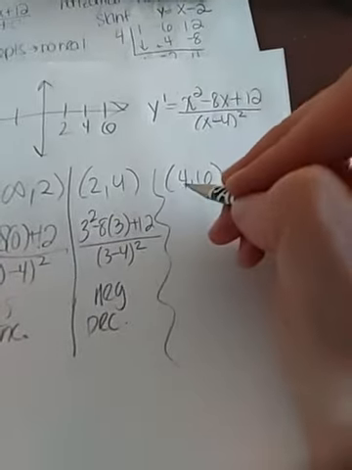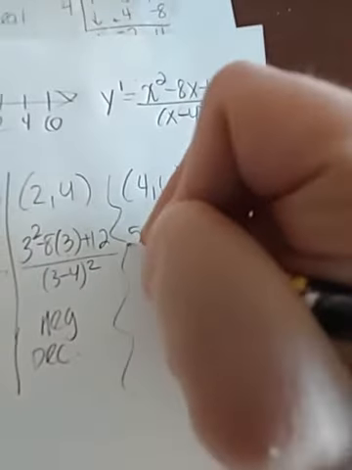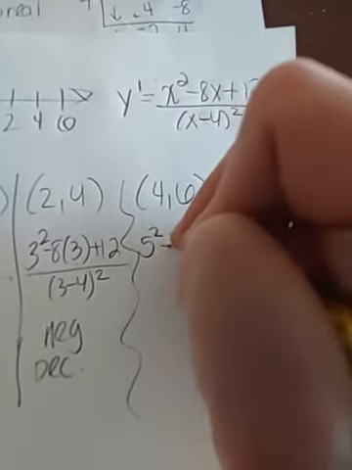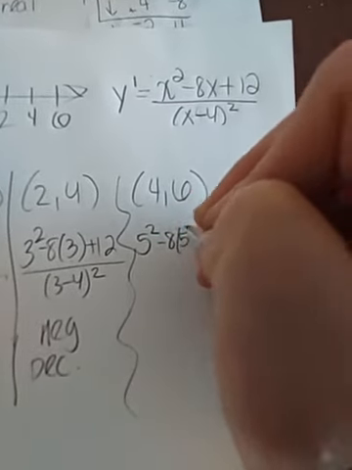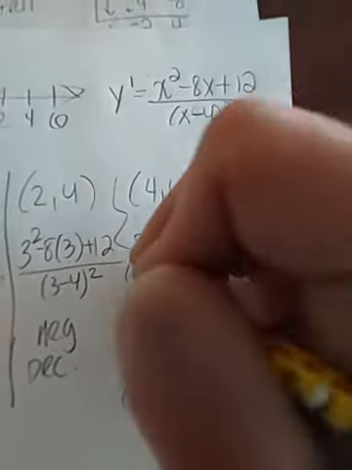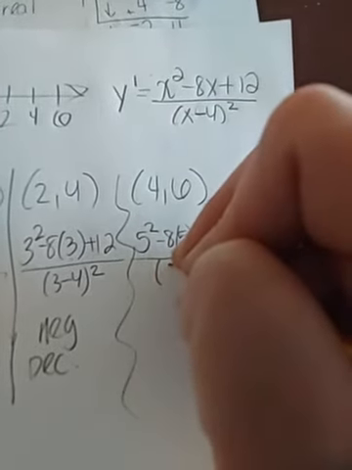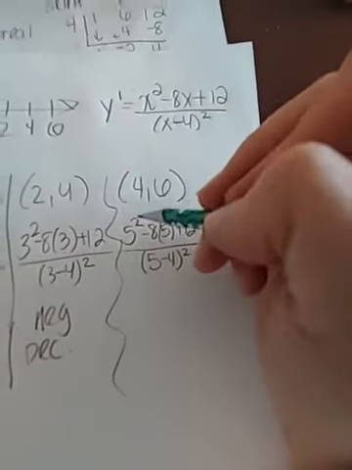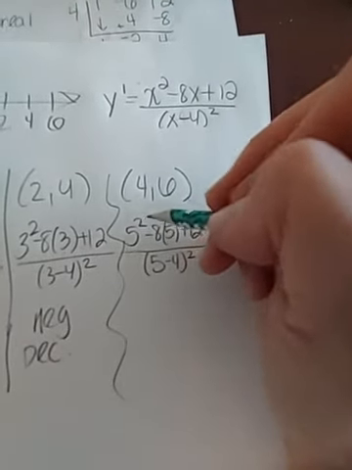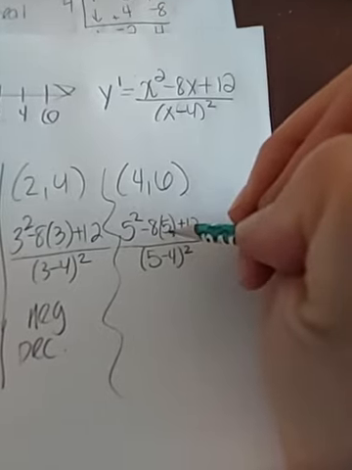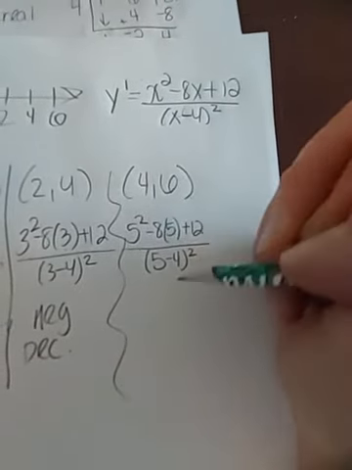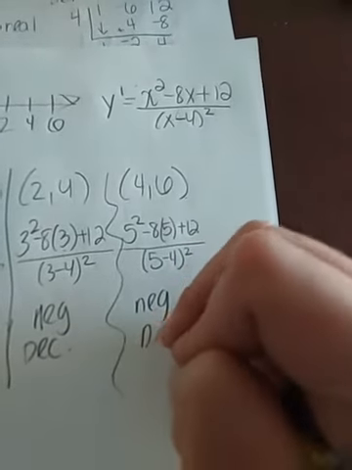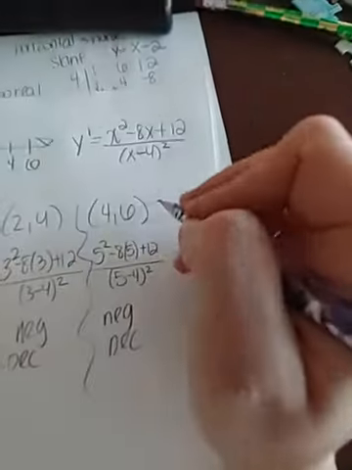All right, 4 to 6, I'll choose 5. 4 was the undefined value, so I'm not going to have a relative minimum or maximum here. Okay, the bottom is positive. I have 25 minus 40 plus 12, so negative over positive, which means that the whole thing is negative, so it's decreasing. All right, I have one more interval I forgot to put here.